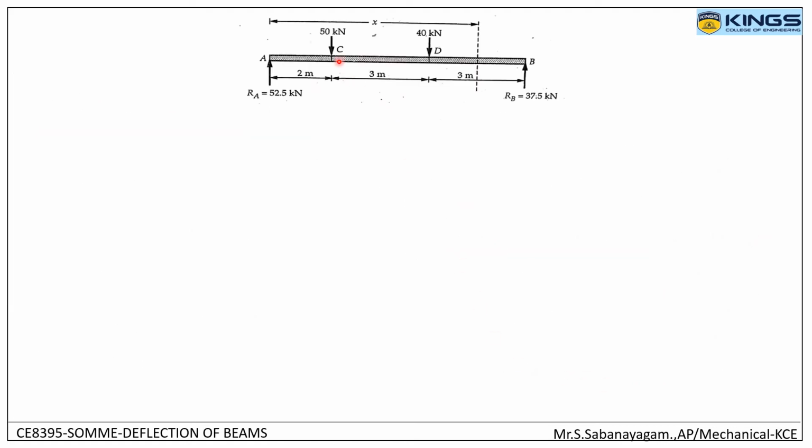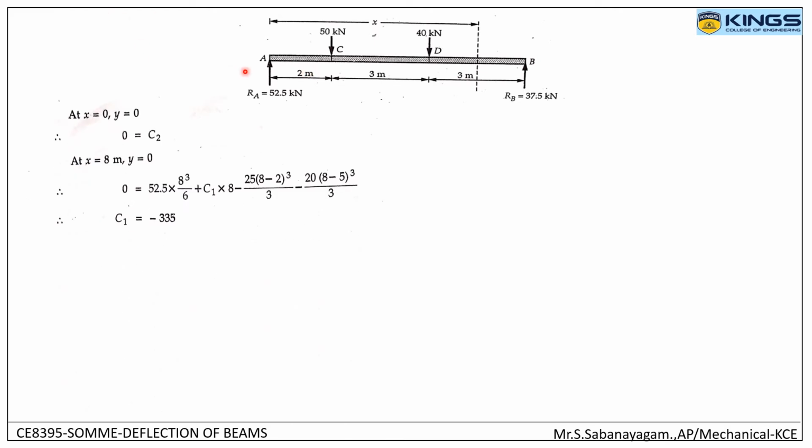Since this is the diagram for reference, at x equal to 0 there will not be any deflection, hence y becomes 0, and so the constant c2 will become 0. At x equal to 8, that is the entire length, at point B there will not be any deflection, hence that can be substituted in the previous equation, that is the slope, EIy equation.